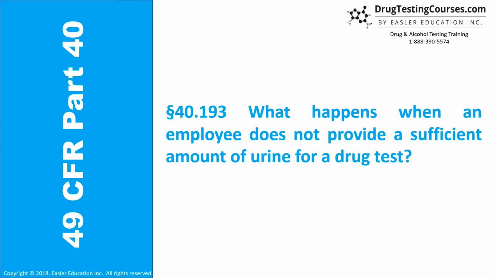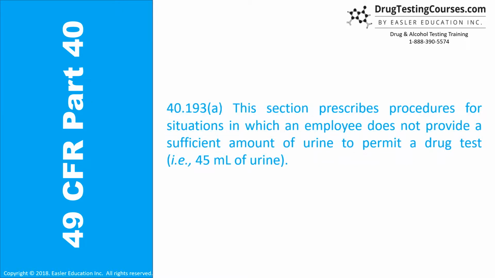Section 40.193. What happens when an employee does not provide a sufficient amount of urine for a drug test? 40.193(a). This section prescribes procedures for situations in which an employee does not provide a sufficient amount of urine to permit a drug test, i.e., 45 milliliters of urine.